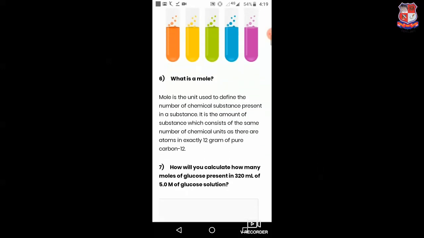What is a mole? Mole is the unit used to define the number of chemical units present in a substance. It is the amount of substance which consists of the same number of chemical units as there are atoms in 12 grams of pure carbon-12.